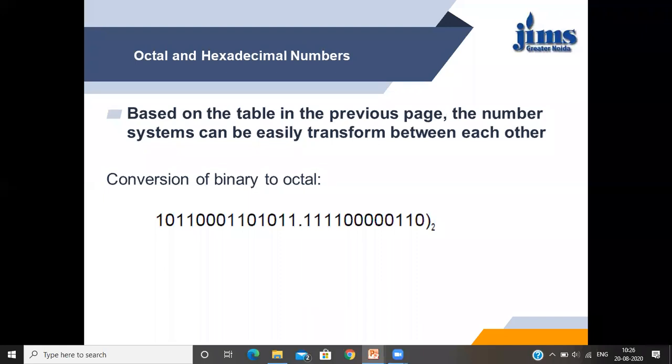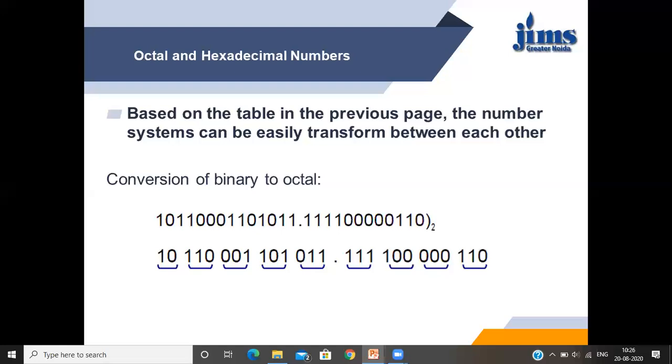So what we do in this case is make groups of 3 bits starting from the decimal point. We'll move from the left side, 3 bits, 3 bits, 3 bits, and here are only 2 bits, so we can prefix a 0. For the fraction part, we start from the decimal point to the right hand side, 3 bits, 3 bits, 3 bits, and 3 bits, like this for any number. Then we just write the binary equivalent of these combinations.